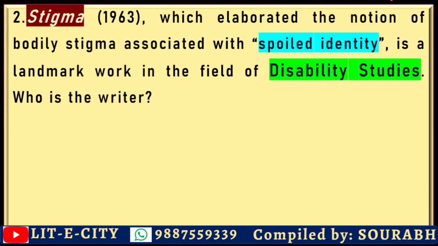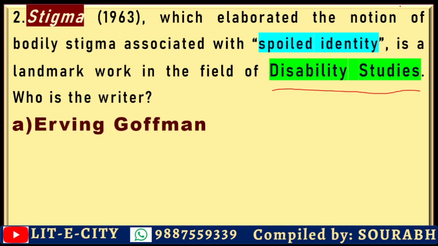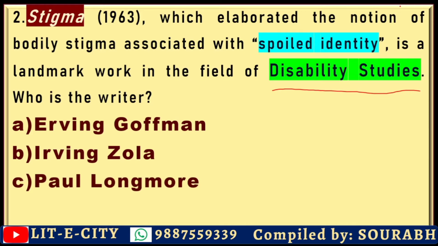Moving ahead with our second question: Stigma, published in 1963, elaborated the notion of bodily stigma associated with spoiled identity. It is a landmark work in the field of disability studies, which talks about the way the world perceives physically and mentally disabled persons. Who is the writer of this path-breaking work? Is it Erving Goffman, or second option, Erving Zola? Third option is Paul Longmore, and the last option is Carol Gill.